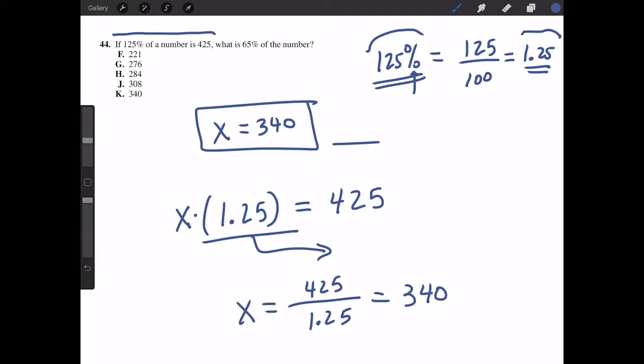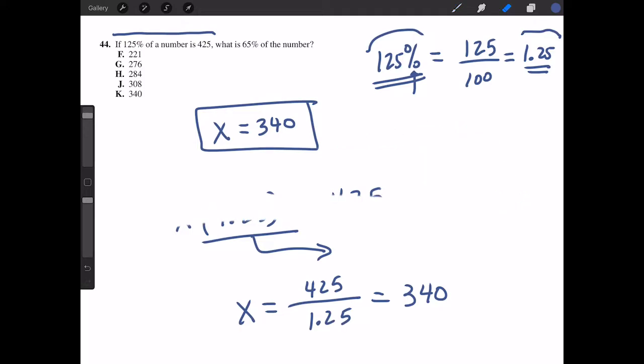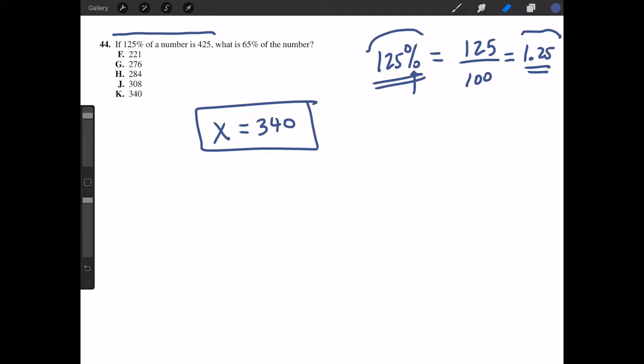And if you're a bit confused by that, again, take this number and find if 125% of it is in fact equal to 425. To do that, you would multiply 340 times 1.25. And of course, it'll be equal to 425. Now we go to the next step.